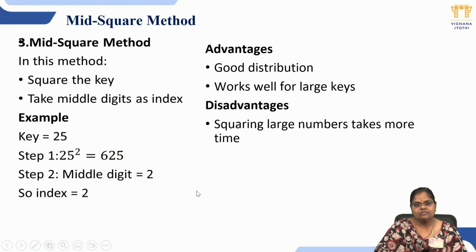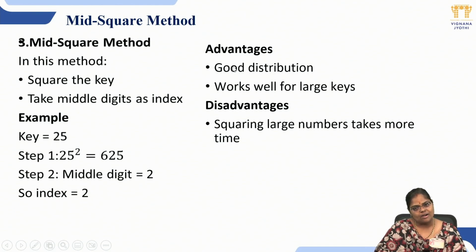Next, proceeding further with the third hash method, that is the mid-square method. As the name says, we are trying to do some squaring operation here. In this method, we take the square of the key, and after squaring, we take the middle digits as an index. So if we take an example here, if I consider the key as 25, the square of 25 is 625, and the middle digit, that is 2, will be the hash index for this mid-square method.